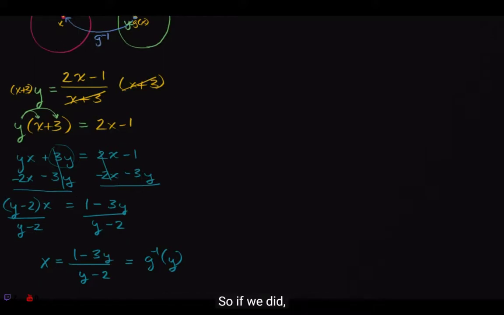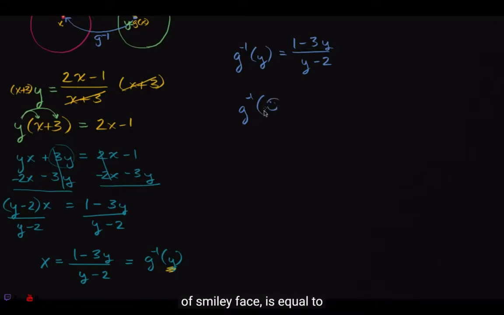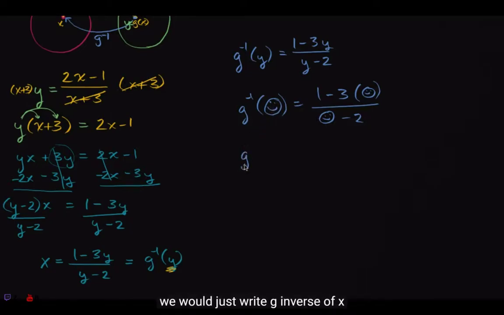Actually, since I did it in blue up here, let me write that in blue as well. So g inverse of y, I'm just rewriting what we already have, is equal to 1 minus 3y over y minus 2. This choice of variable is arbitrary. We could say g inverse of smiley face is equal to 1 minus 3 times smiley face over smiley face minus 2. Or if we want to call the input x, we would just write g inverse of x is equal to 1 minus 3x over x minus 2.